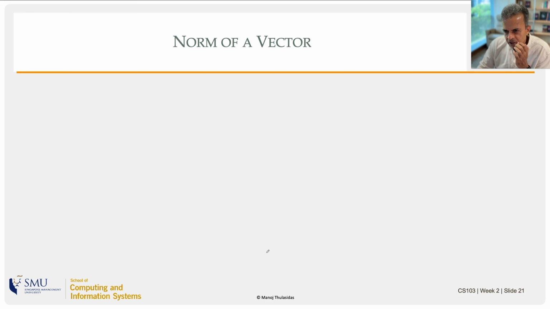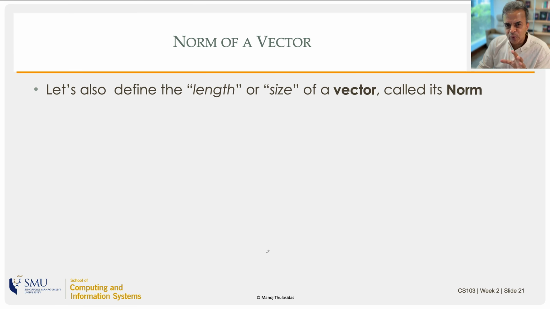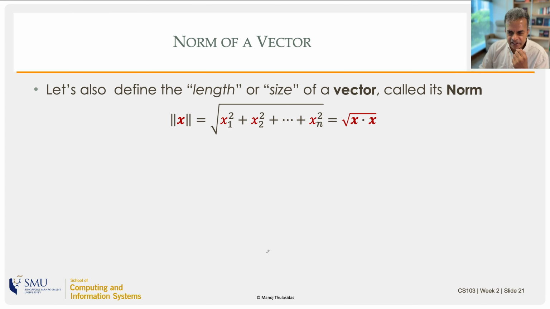Now there's one more thing. We touched upon it a couple of times. The length of a vector or the size of the vector. We will use the word norm. That is the standard way of saying it. And we will use the symbol double vertical bars. And we're going to say that it is equal to the sum of the squares of the elements, square rooted.